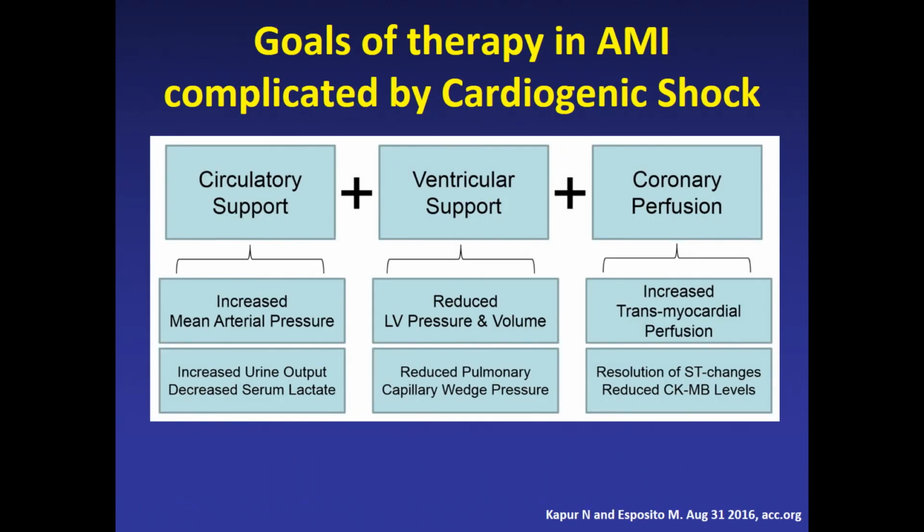Broadly speaking, I think we can categorize the three goals of therapy in acute myocardial infarction complicated by cardiogenic shock as to provide some general circulatory support through maintenance of mean arterial pressure, to keep up urine output and diminish ischemia to the end organs, provide ventricular support to reduce filling pressure and reduce afterload, and then to maximize coronary perfusion to minimize ischemia.